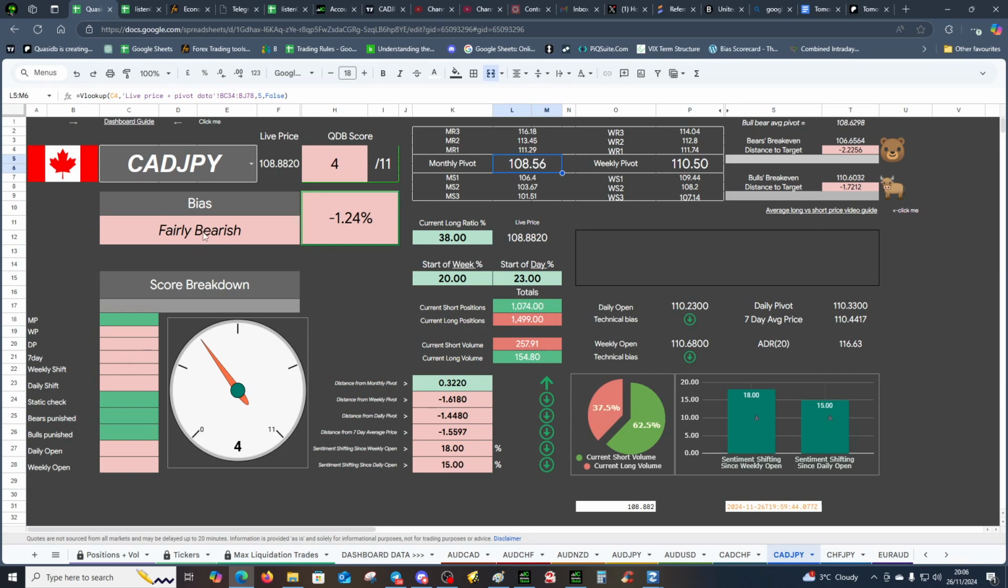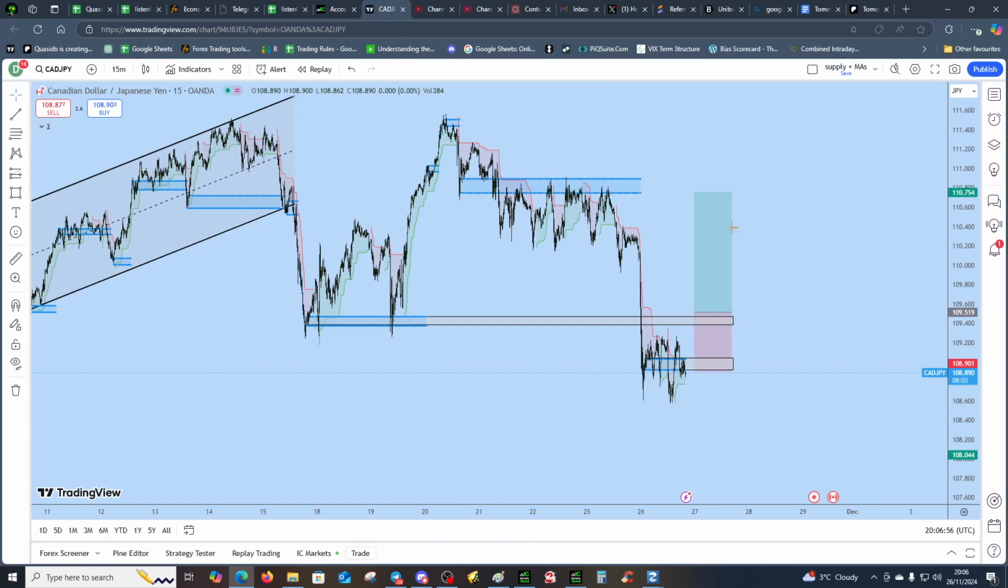Now, ideally, we'd probably want to be buying if it said bullish, but you can see sentimentally we're okay. Technically, not so good, but we do have monthly pivot. So keep an eye on 108.56, and, you know, 108.56 is just here, isn't it? So there's your monthly pivot. In fact, we nearly hit it dead on.